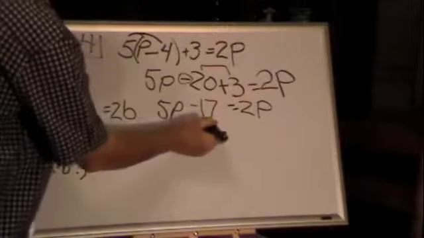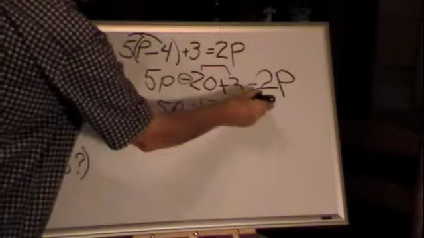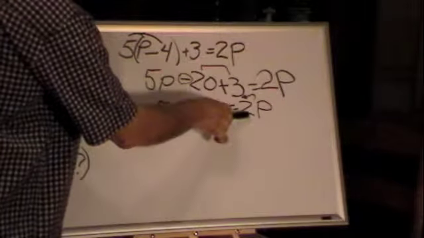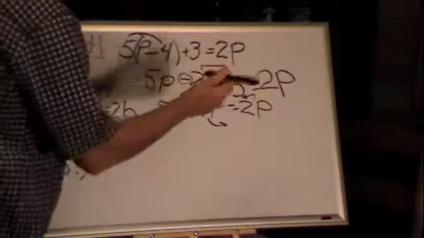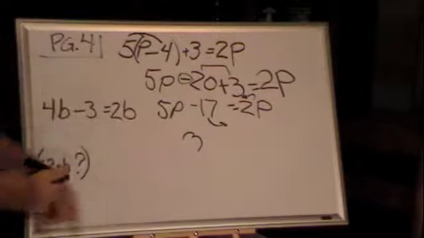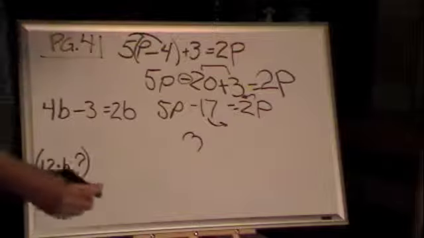Now, get the 17 there and get the p over here with this. What is 2p subtracted from both sides? That means you've got 3. Isn't that beautiful? Guess what? I got to fix that.